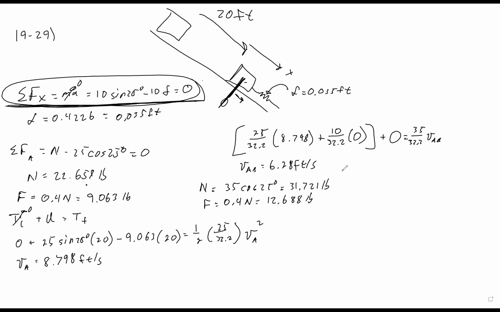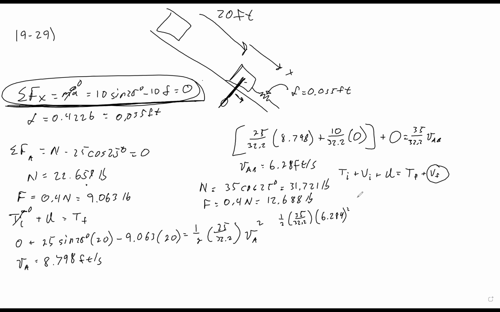Now our work energy equation is going to be the initial kinetic energy plus the potential energy plus the work equal to the final kinetic energy plus the final potential energy. This is the spring, okay? So we will have 1/2 times the mass, 35 divided by acceleration due to gravity, and then the velocity, 6.284 squared. And that's what we found last time.